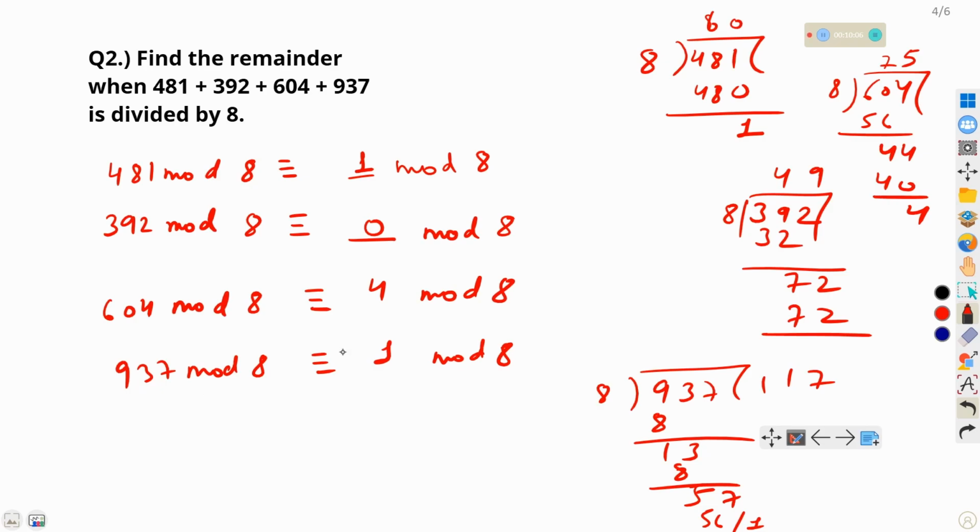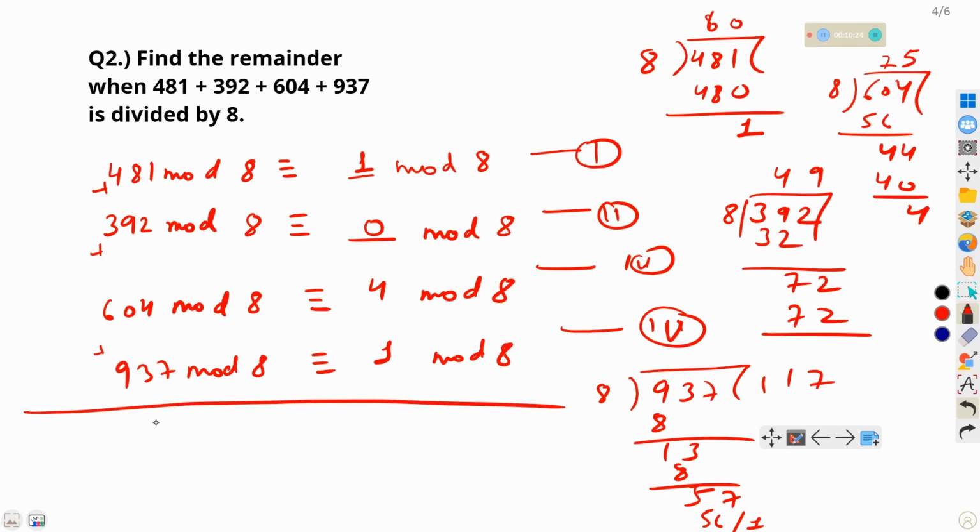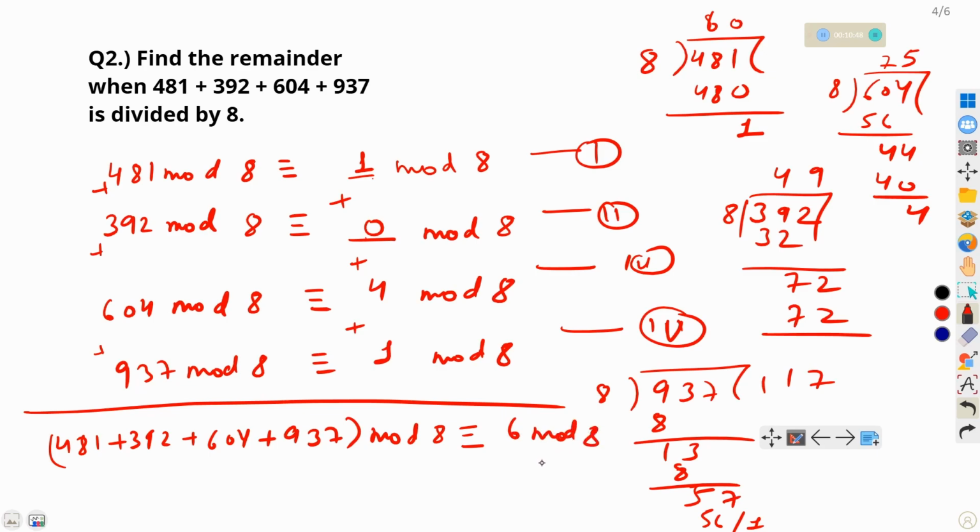So what you have to do is add all these equations to get 481 plus 392 plus 604 plus 937 modulo 8. Now this must be congruent to what? 1 plus 0 plus 4 plus 1, which is 1, 4, 1, 5, 1, 6 mod 8. So we can say that when you divide this by 8, you get a remainder of 6.